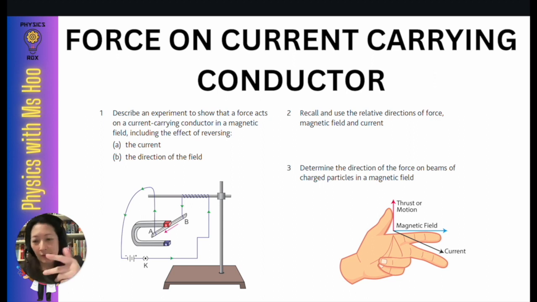Now, because my video is in mirror mode, I'm just going to use this hand. So this hand should look like your left hand. So remember that for Fleming's left-hand rule, the thumb represents the thrust or motion, also known as force. The index finger is the magnetic field, and the middle finger is current.